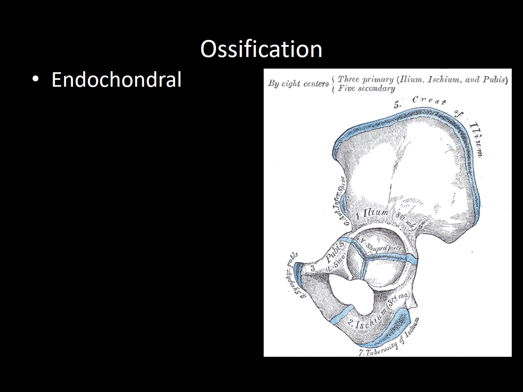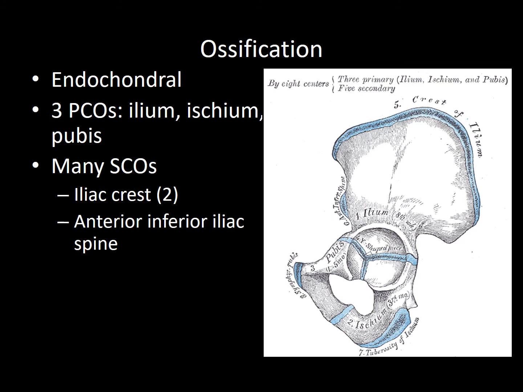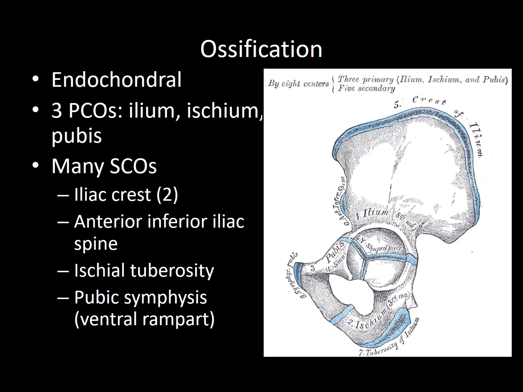Ossification-wise, this is endochondral ossification. There are 3 primary centers of ossification, each found in the ilium, ischium, and pubis. And there are many secondary centers of ossification: 2 in the iliac crest, 1 for the anterior inferior iliac spine, 1 for the ischial tuberosity, 1 for the ventral rampart of the pubic symphysis. Ventral rampart means basically the most ventral portion. There are multiple for the acetabulum.